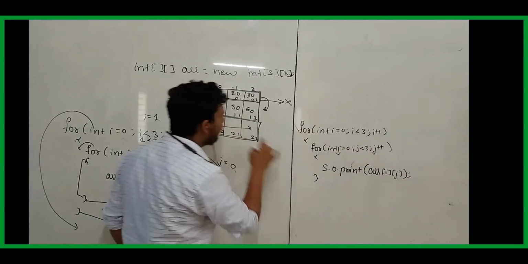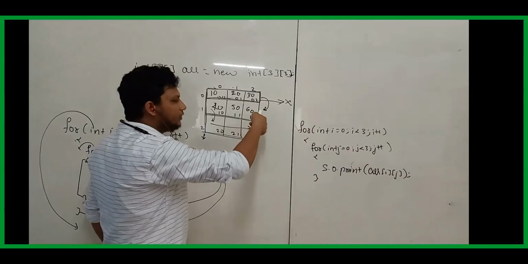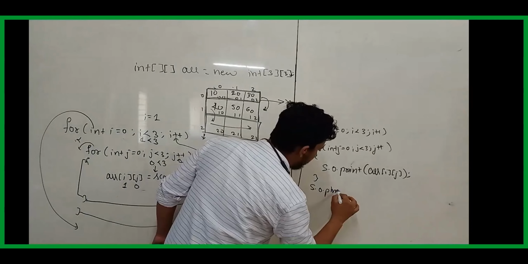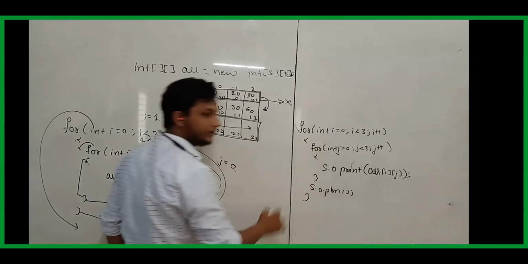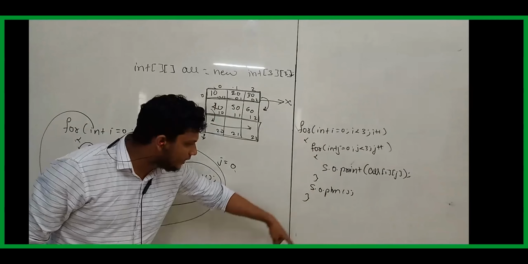Once this for loop is completed, I need to ask it to jump to the next line. Then I'll tell System.out.println, simply I'll just tell and close it. So what will happen? It will print this one, it will come here, and jump to the next line.